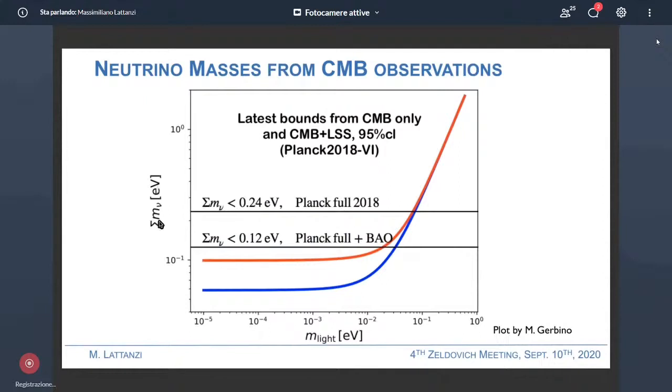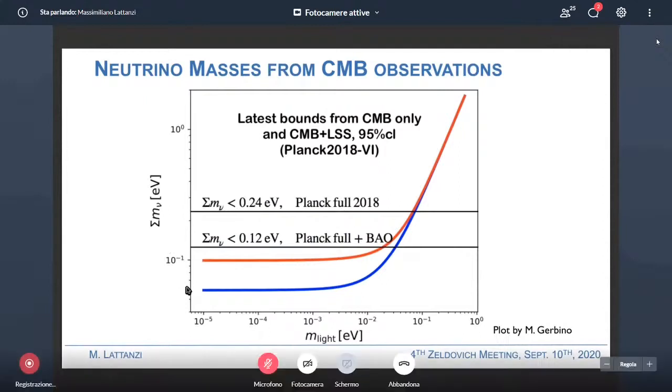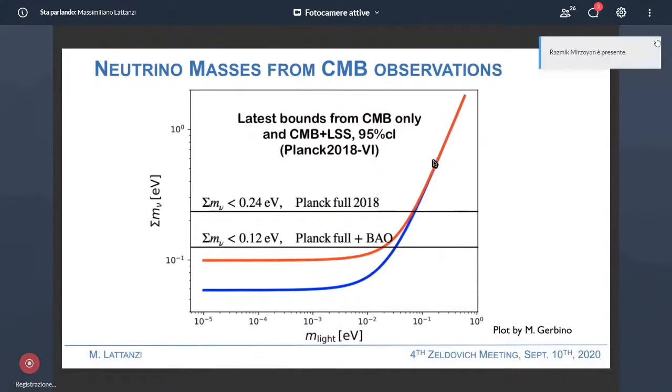Okay, the corresponding sum of neutrino masses, so this assumes the mass difference is measured by oscillation experiments. We have two curves. The red one is for inverted hierarchy, the blue one is for normal hierarchy. And the top horizontal line is the limit from Planck alone, from the legacy release 2018, which is 0.24 eV.